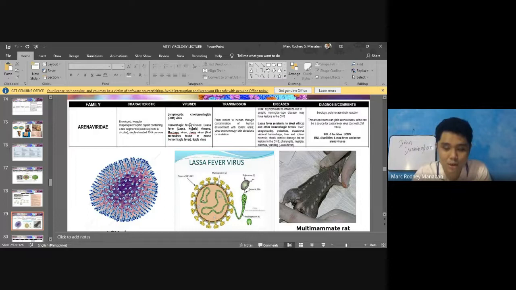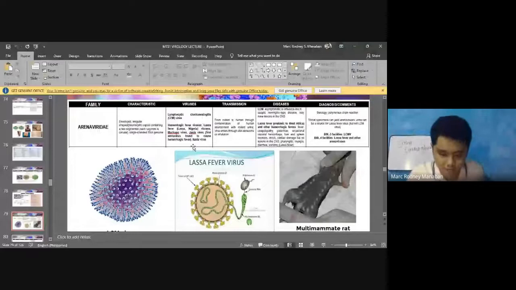The Junin virus was the first Arenavirus to be discovered to cause hemorrhagic fever. Machupo and Junin are named after the place where they were first found. Okay? Your Lassa, your Machupo, and Junin. Alright, so these are hemorrhagic fevers. Now, transmission: they are not arbo, okay?